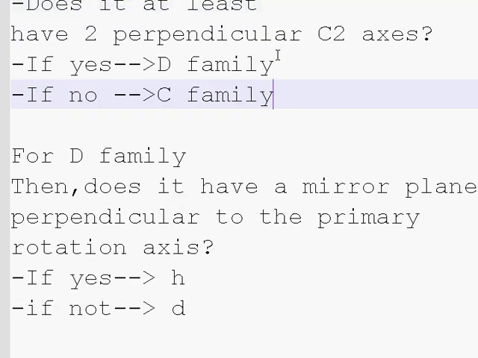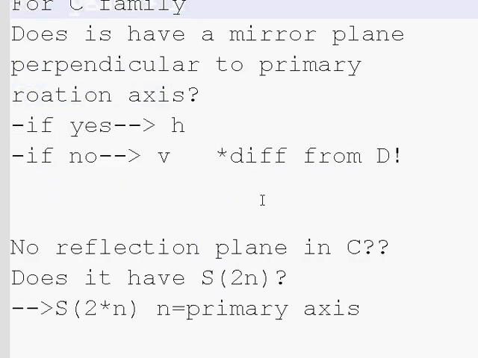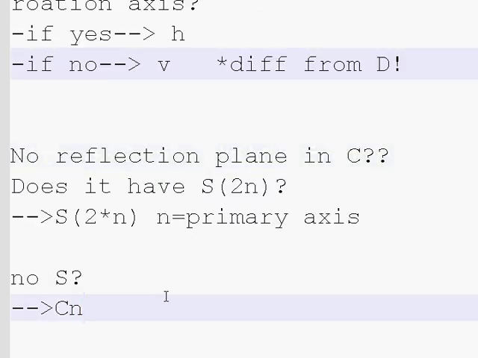And then in D family, there's two choices. And for C family, there are four choices, but usually it's in the top two. If not, it's going to be Cn. It's hardly ever S2n.